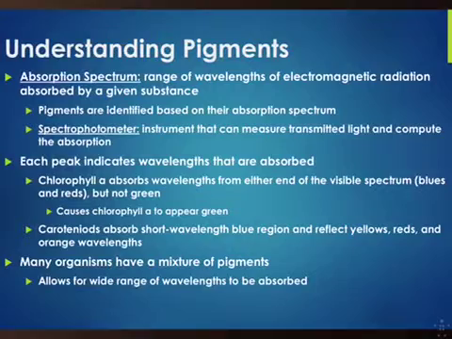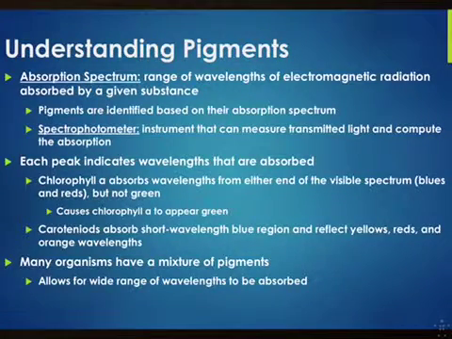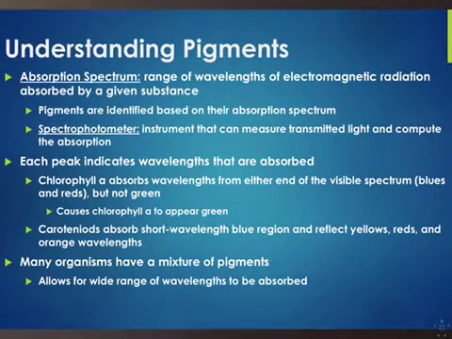Good job, Brett. All right, so we need to understand these pigments. Remember, each pigment only absorbs a certain range of wavelengths, and each pigment has its own absorption spectrum. This is the range of wavelengths of electromagnetic radiation absorbed by a given substance. We use this to identify the pigments. The device we use to create an absorption spectrum is called a spectrophotometer, an instrument that measures transmitted light and computes the absorption.